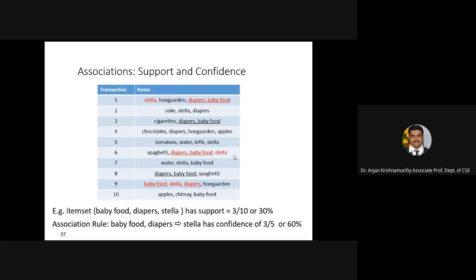Similarly, the association rule consisting of baby food, diaper, and Stella has a confidence of 3 by 5. That is, these items appear in 5 transactions, out of which 3 transactions have baby food and diaper together. So the confidence value for that particular association rule is 60%.